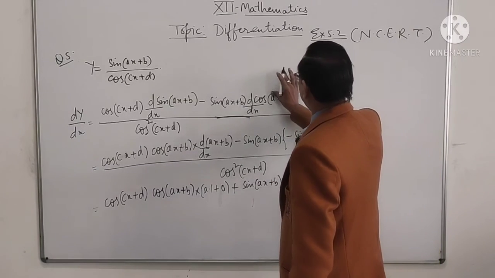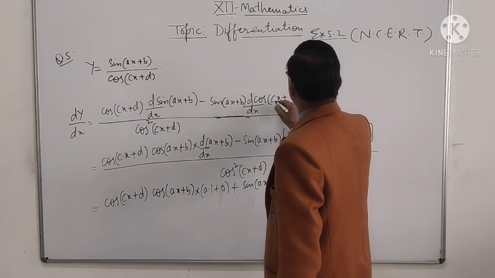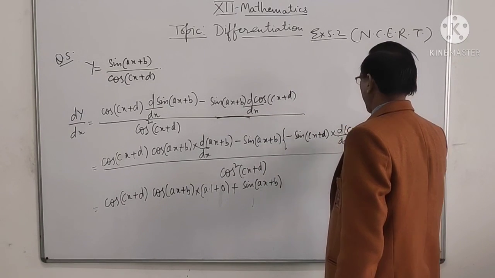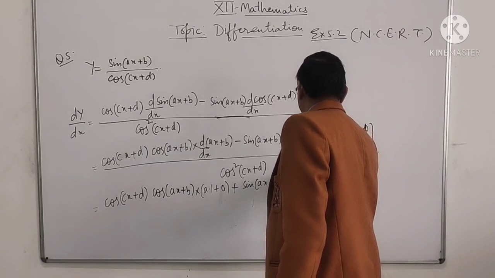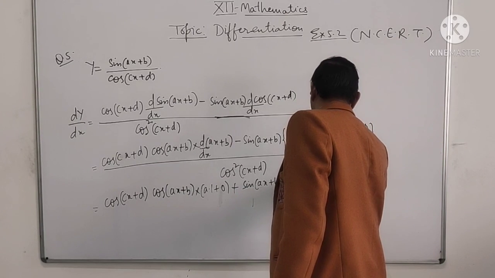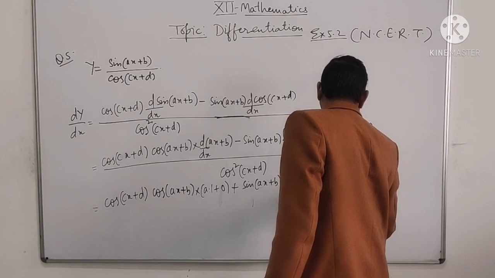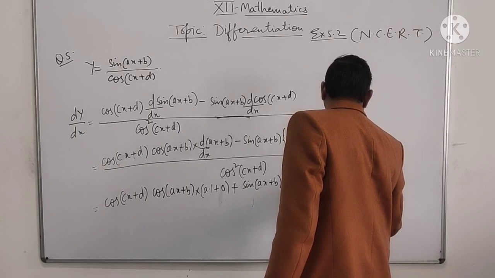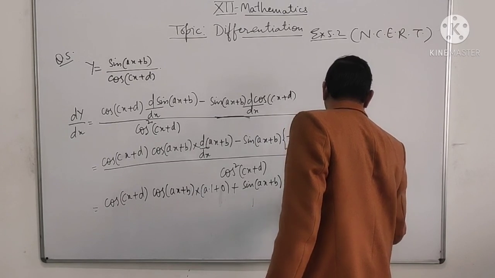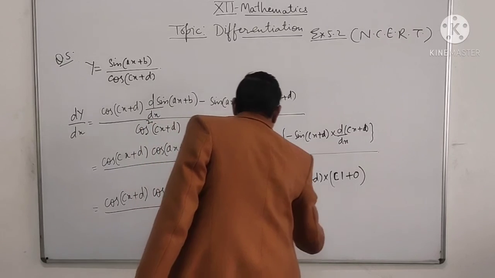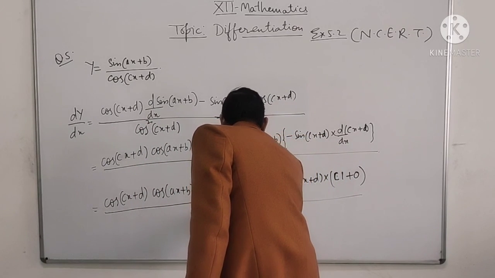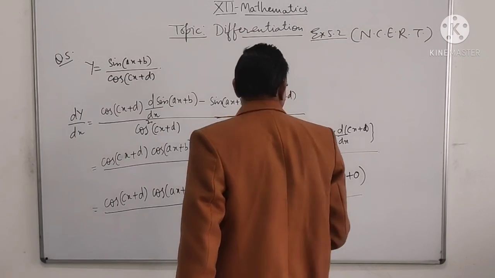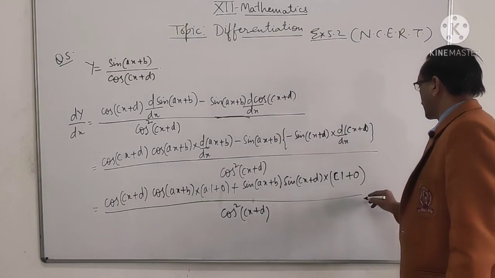Derivative of cos(cx plus d) is minus sin(cx plus d) into the derivative of cx plus d. The derivative of c is 1, c as a constant, x is 1 plus d is 0, upon cos square (cx plus d). It can't simplify further, so this is the answer.